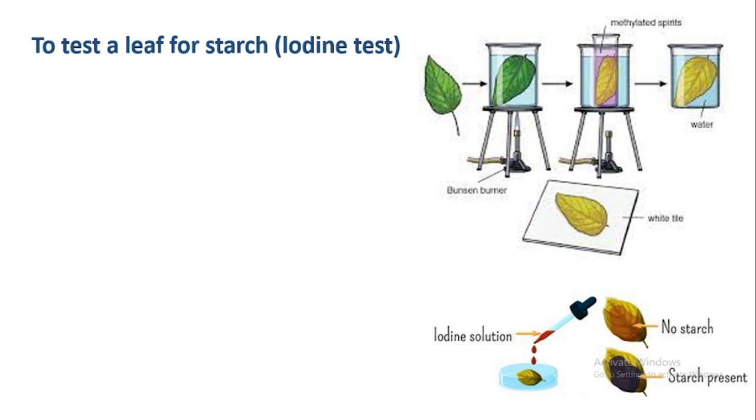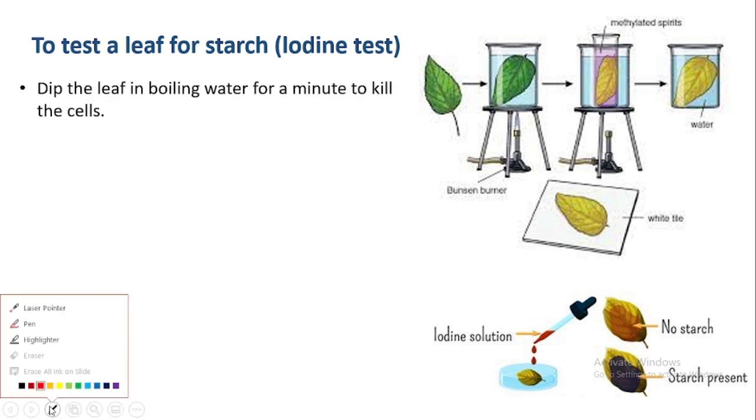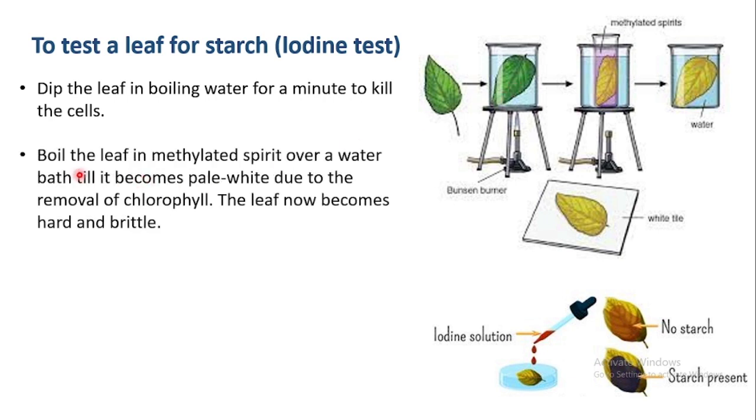Okay, children. So what do we do here? We first dip, can you see here in the diagram? I'll just take the laser pointer. You dip the leaf in boiling water for a minute to kill the cells. So first step is you take a leaf and dip it in the boiling water. This will kill all the cells. Now boil the leaf in methylated spirit over a water bath till it becomes pale white due to the removal of chlorophyll. The leaf now becomes hard and brittle.